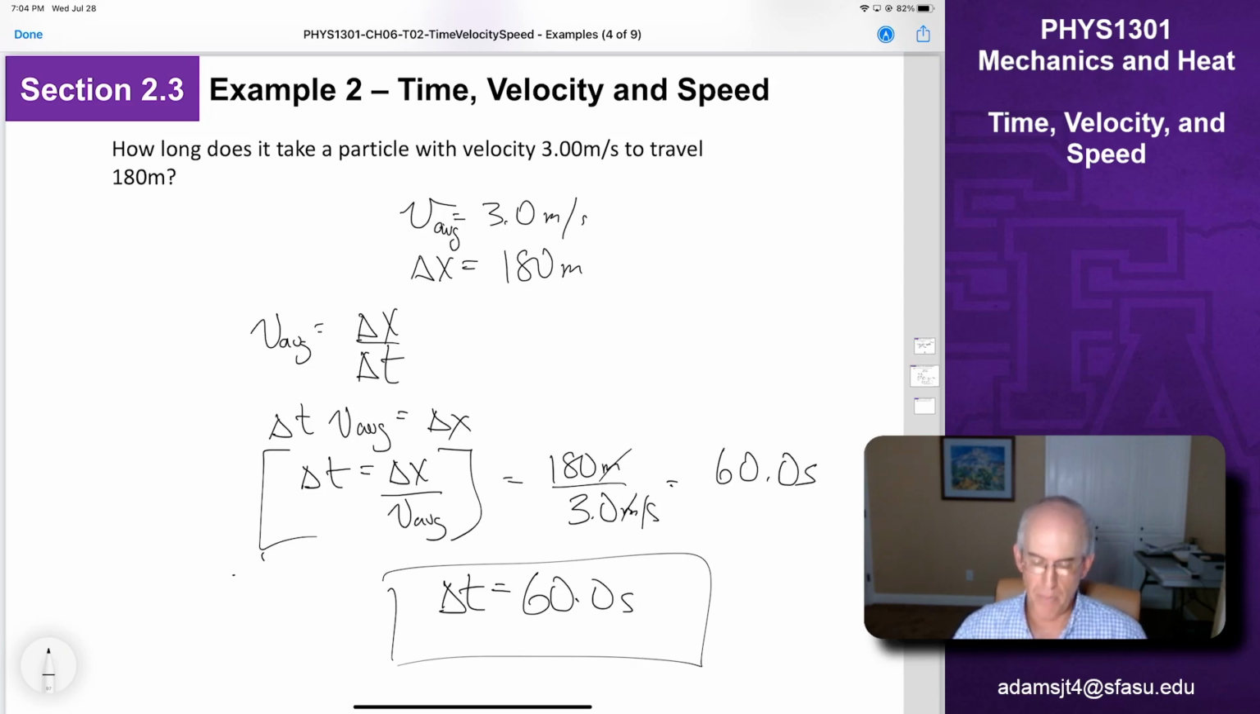Now this is really common. We're going to have some definition like V average equals delta x over delta t, and you're going to be asked for some part of that. Not necessarily the average velocity, sometimes delta x, sometimes delta t, and you need to get comfortable with doing that basic algebra to isolate the quantity that you're interested in.